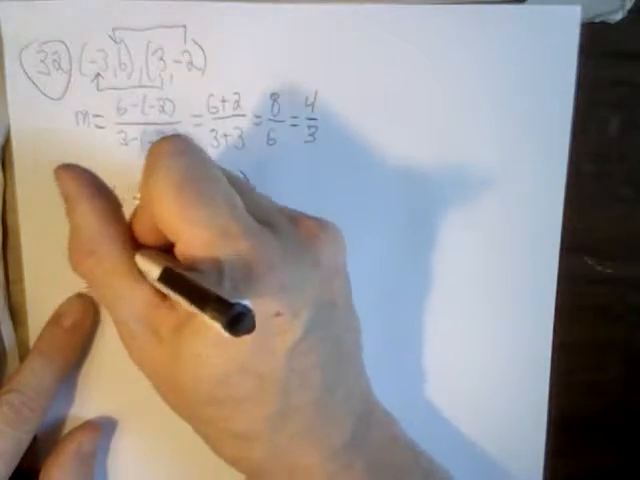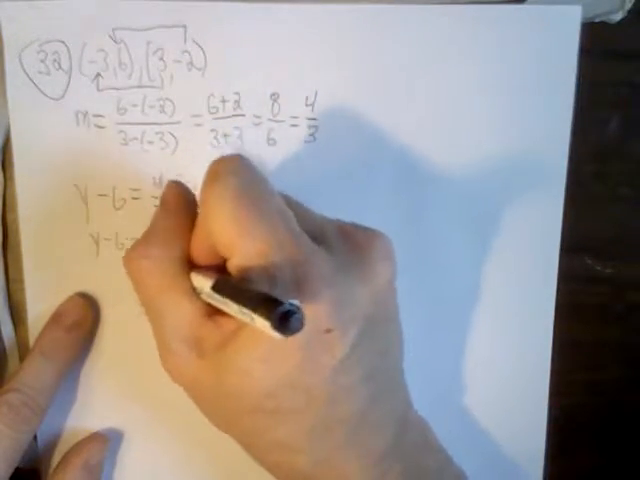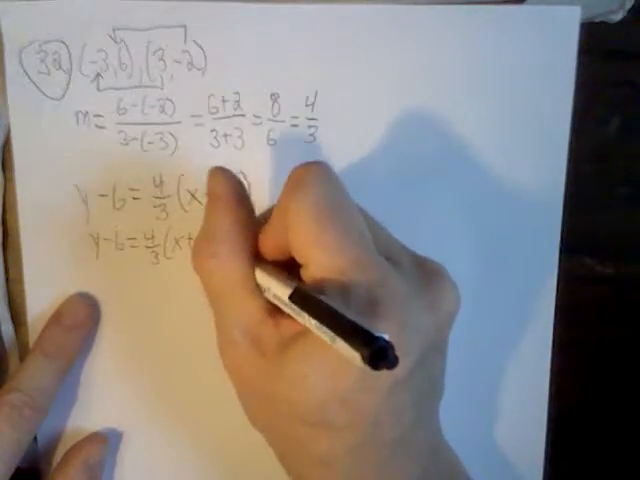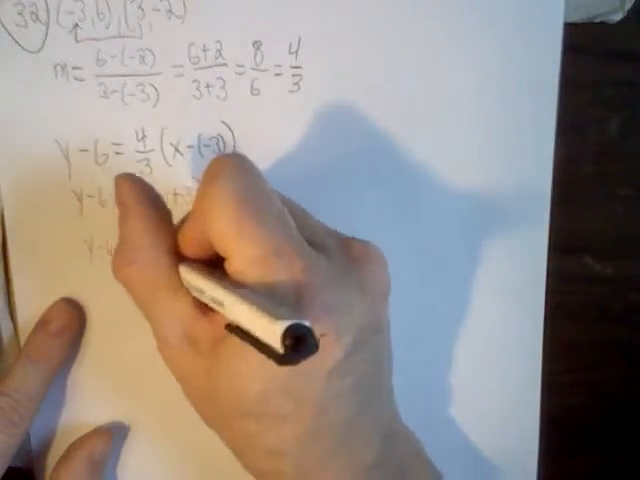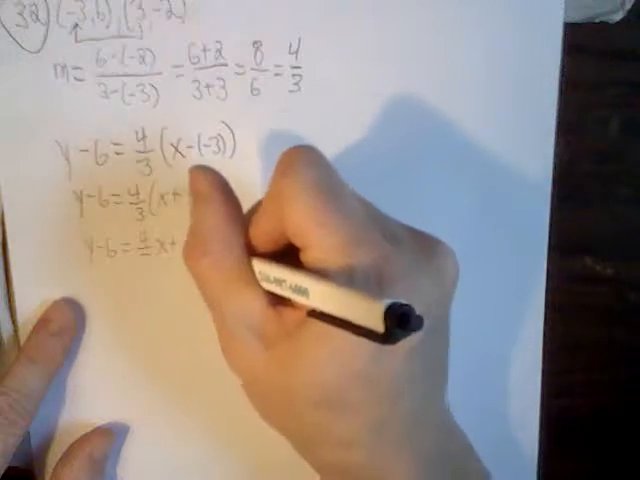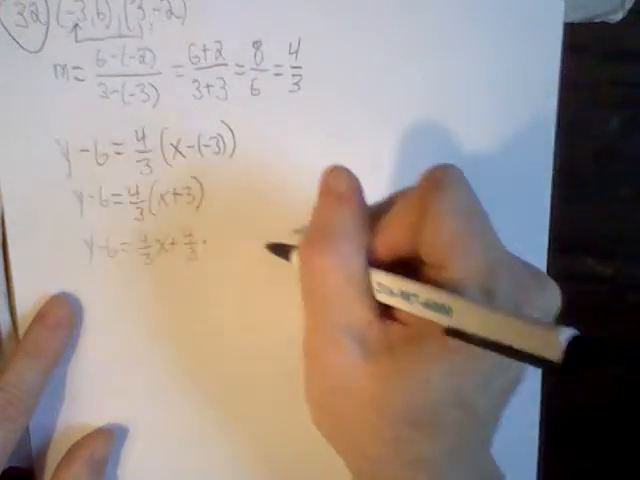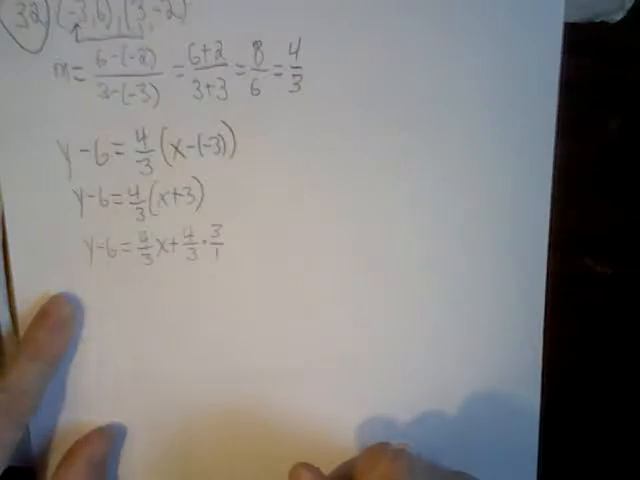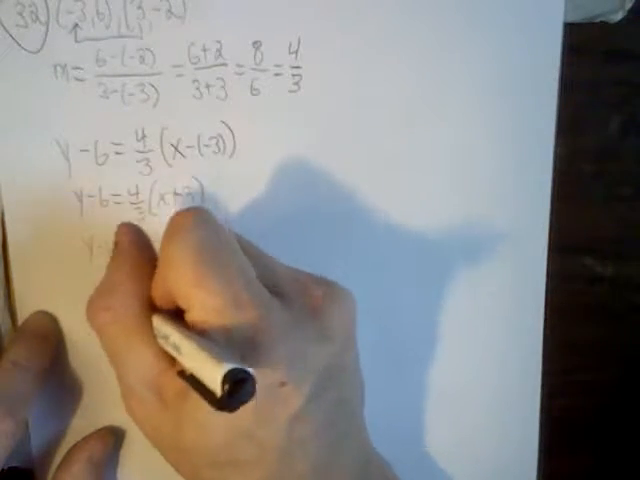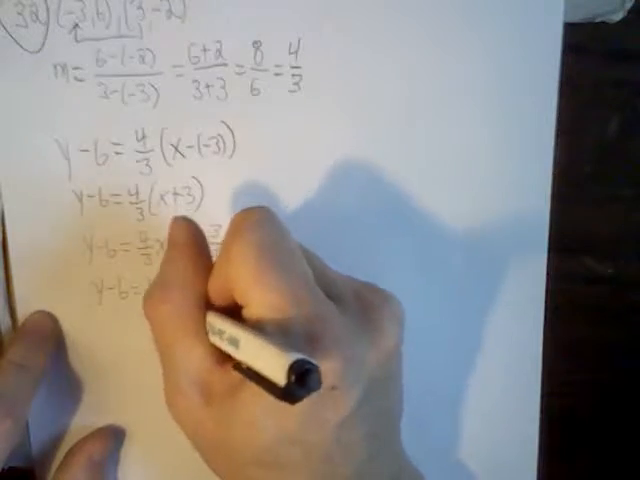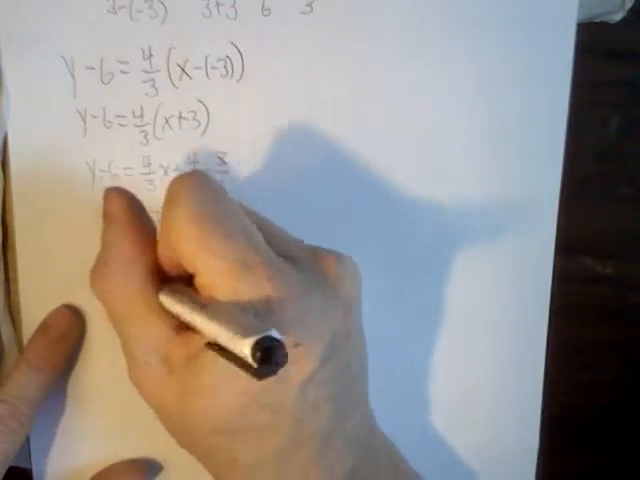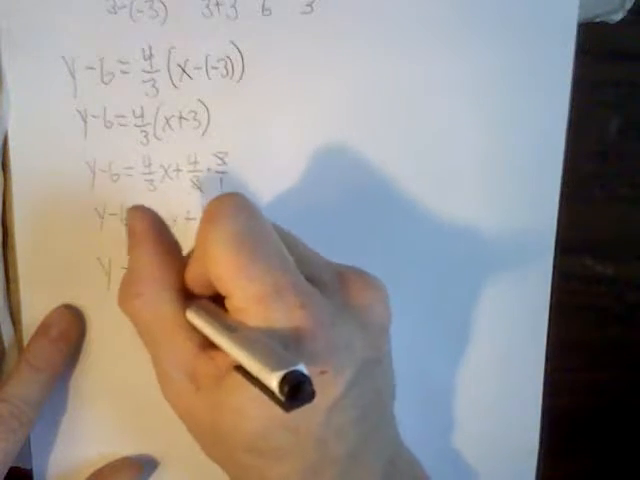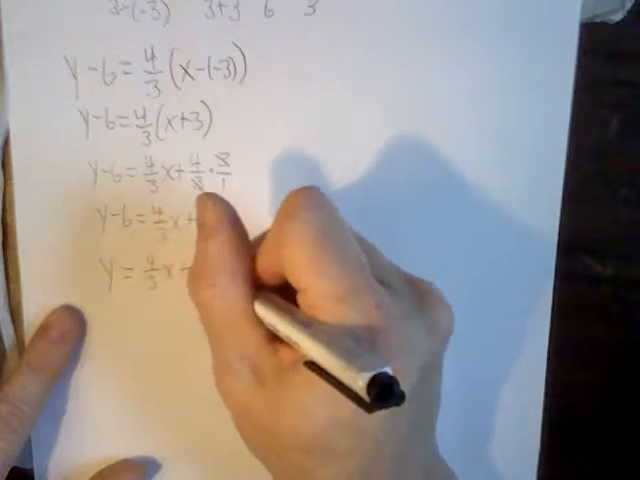You want to clean it up, so y minus 6 is 4/3 times x plus 3. And then we want to distribute the 4/3. So y minus 6 equals 4/3 x plus 4/3 times 3. 3 is the same as 3 over 1, so we can write it like that. So y minus 6 is 4/3 x, and then plus, the 3's will cancel, and you'll just have 4 over 1, which is 4. Then finally add the 6 to the other side, and get y equals 4/3 x plus 10.